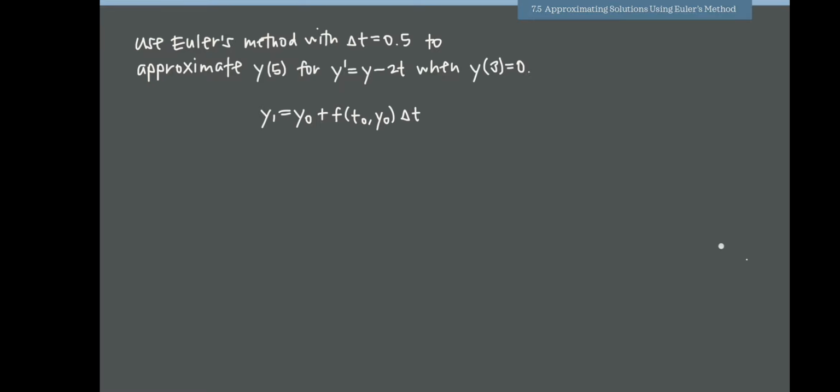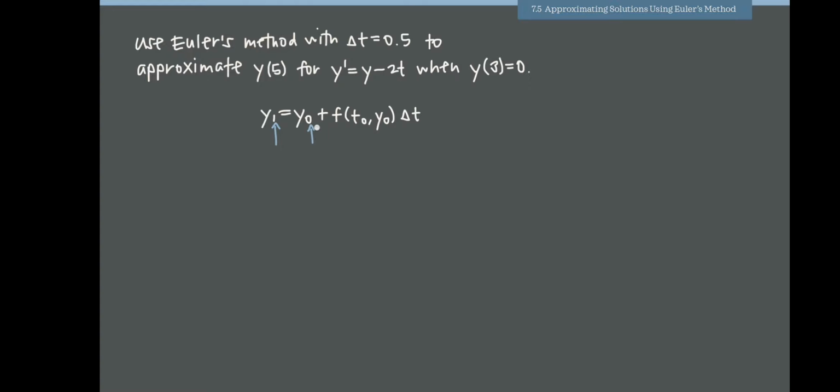when y of 3 is equal to 0. And the equation that you really need to know for this is y sub 1 equals y sub 0 plus f of t0, y0 times delta t. And the key here is to remember that we have these values, y sub 1 and y sub 0. This is an iterative process, which means that the approximation for y sub 1 is going to depend on the value of y sub 0. Y sub 2 is going to depend on y sub 1, y sub 3 is going to depend on y sub 2, etc.